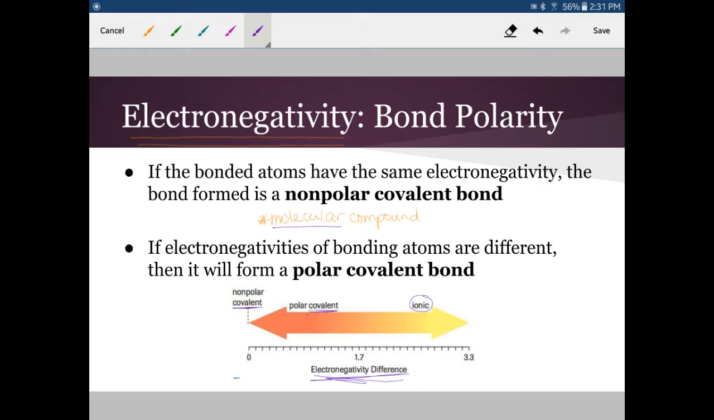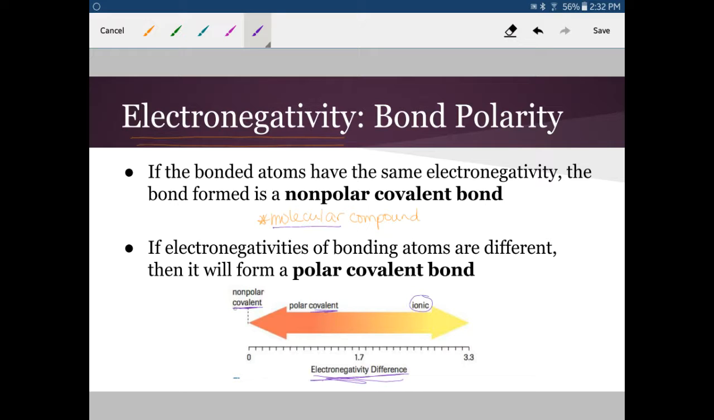Okay, but we have unequal sharing. We have one electronegativity that is slightly stronger. It's not so strong that it rips it away like our ionic compounds or our ionic bonds. However, it's strong enough that it pulls or polarizes our bond.